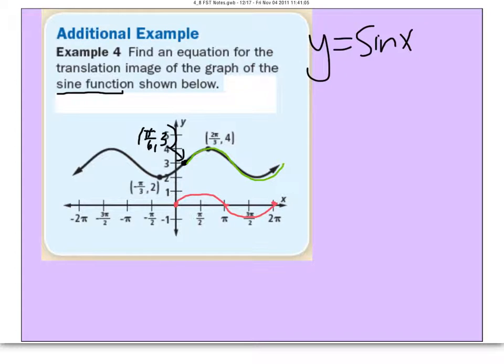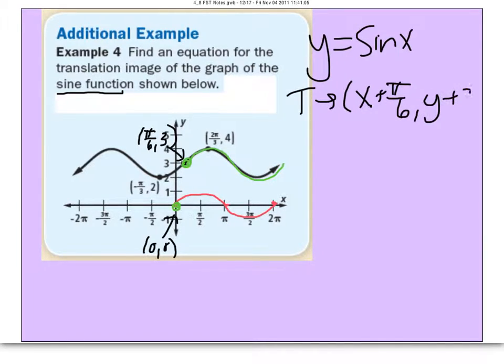Now, what you need to do is just see how the starting point here changed to here. If you travel from the one point to the other, it looks like they go right a little bit and then up. How far right did they go? Well, this initial ordered pair right there, by the way, is 0, 0. So it went from 0, 0 to pi over 6, 3. So they went right pi over 6, and then they went up 3 units. So the translation rule for this, as the ordered pairs, is x plus pi over 6, y plus 3.